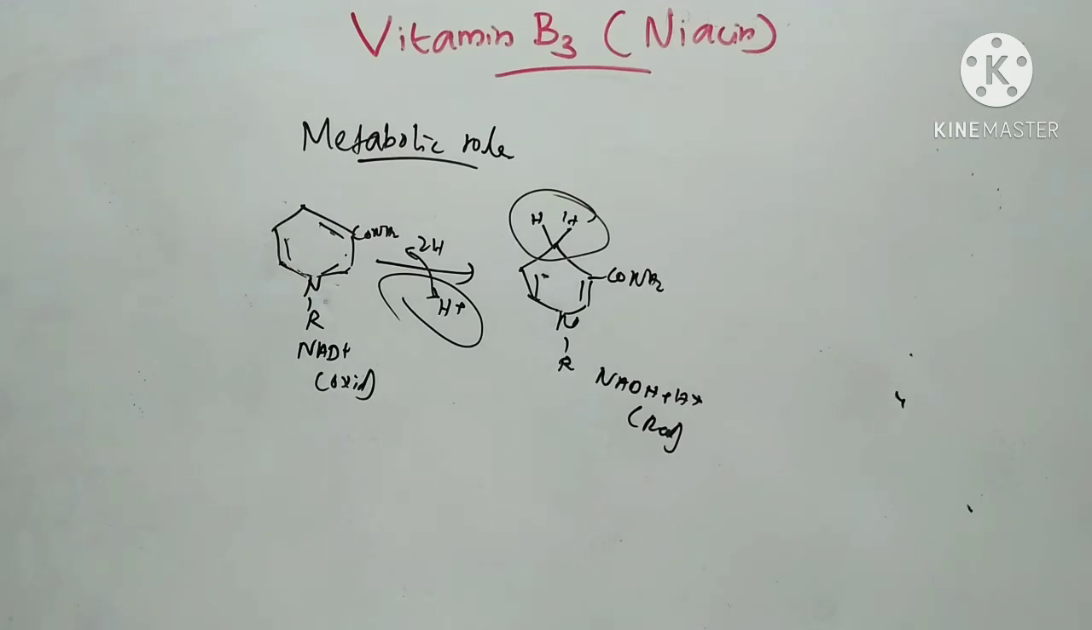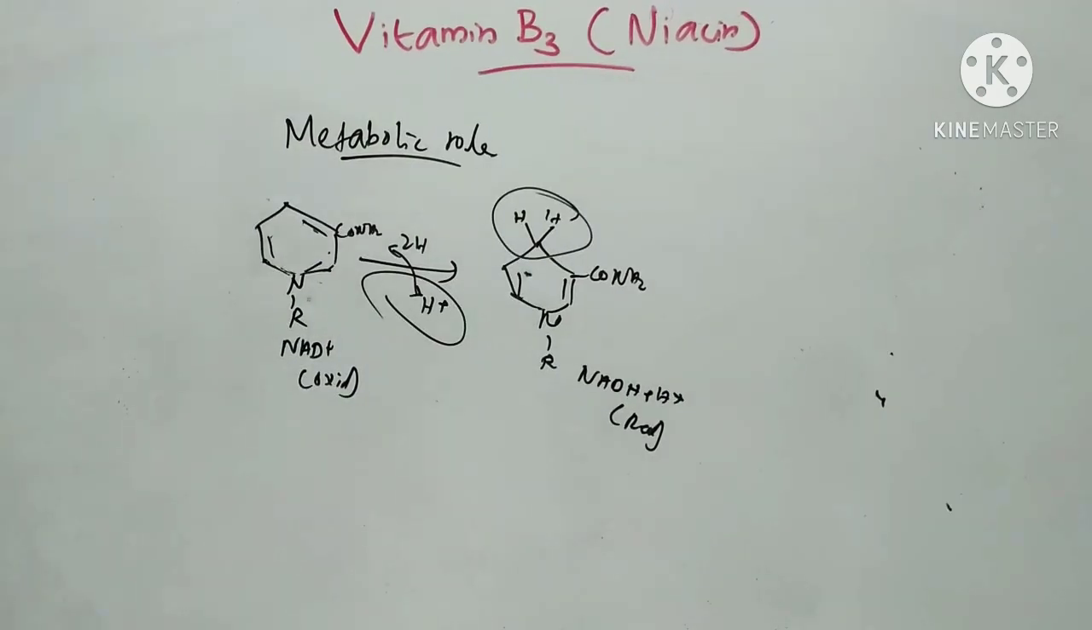This is the metabolic role. Then other roles are there. In addition to the coenzyme role, NAD plus is the source of ADP ribose for the ADP ribosylation of proteins and poly ADP ribosylation of nucleoproteins that are involved in the DNA repair mechanism. Those are the other roles of NAD plus.